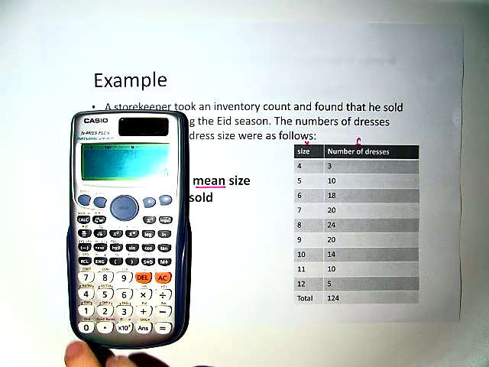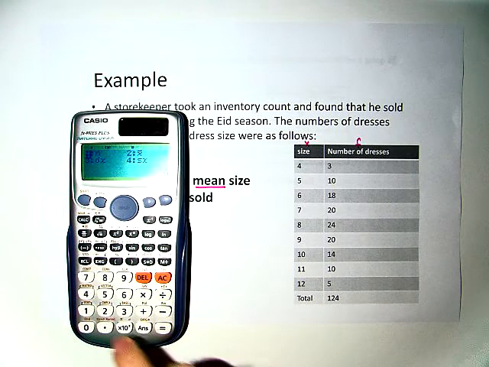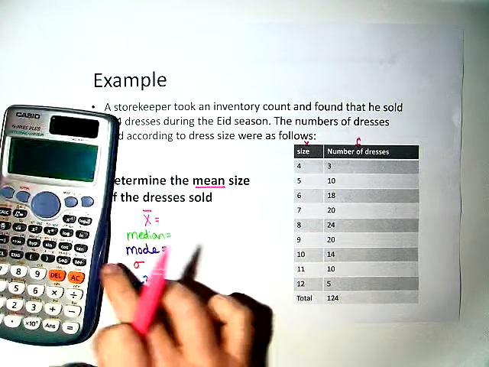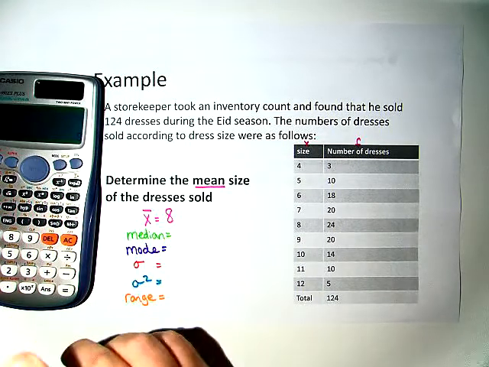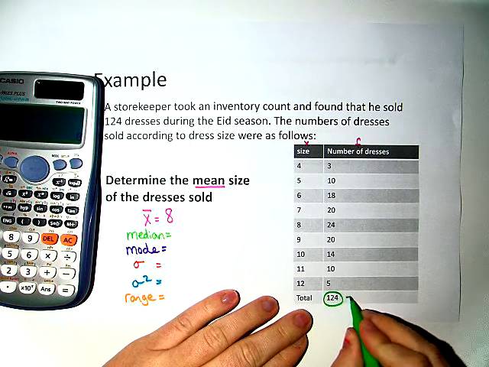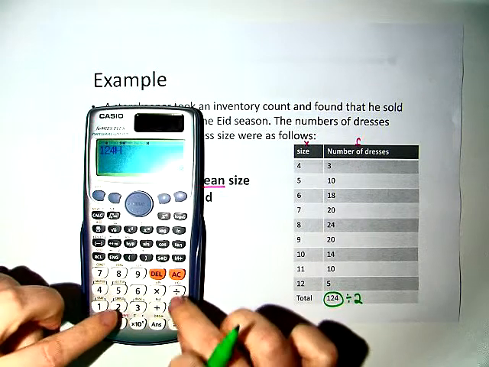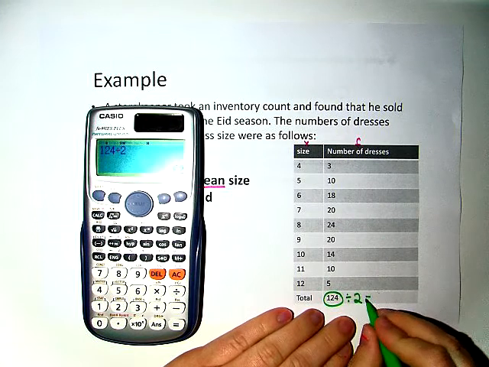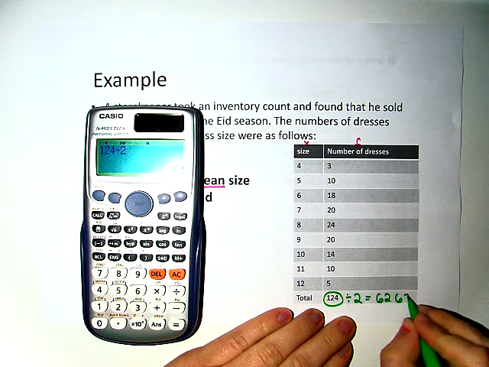Okay, so we hit AC. We're going to do the mean first. So variation, 2, and we get that the mean is a size 8. Now the median is a little bit more complicated. So we know that the total is 124. If I divide that by 2, 124 divided by 2, then that means I'm looking at the 62nd and 63rd number.